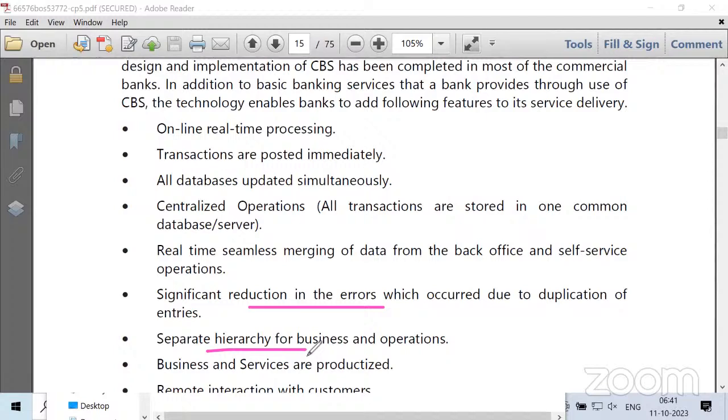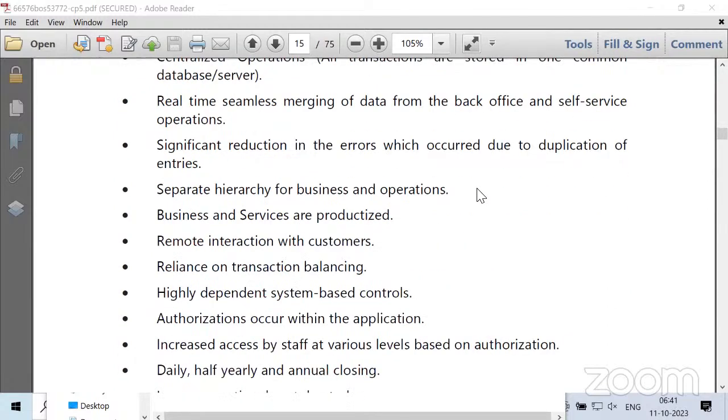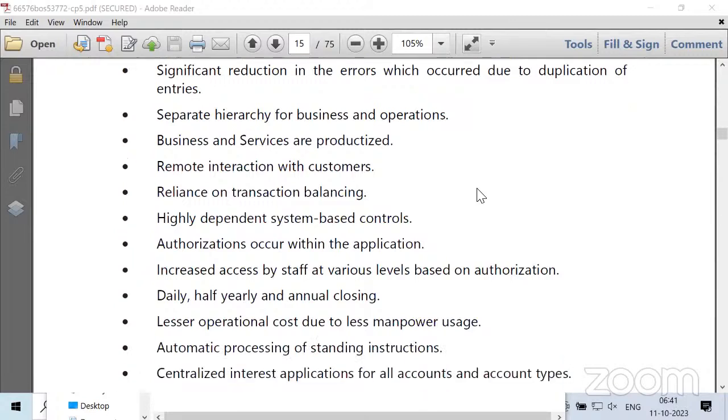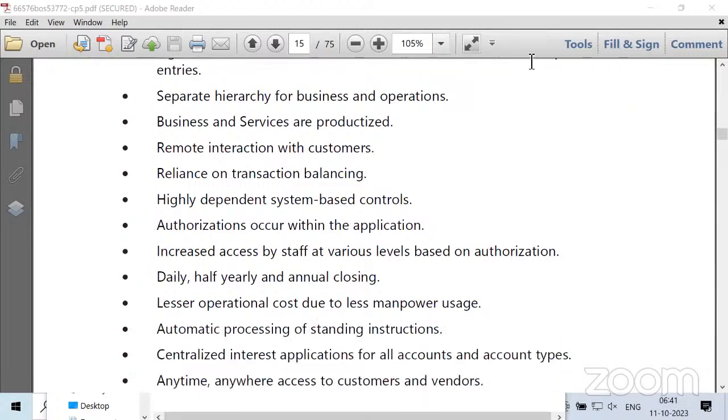Separate hierarchy for business and operation. So business separate, operation separate. Then business and services are productized. So this is an important part. What is productized? Just now we had seen loan. Under loan, we had seen housing loan, vehicle loan, personal loan, jewel loan, etc. Now all these are treated as a product.